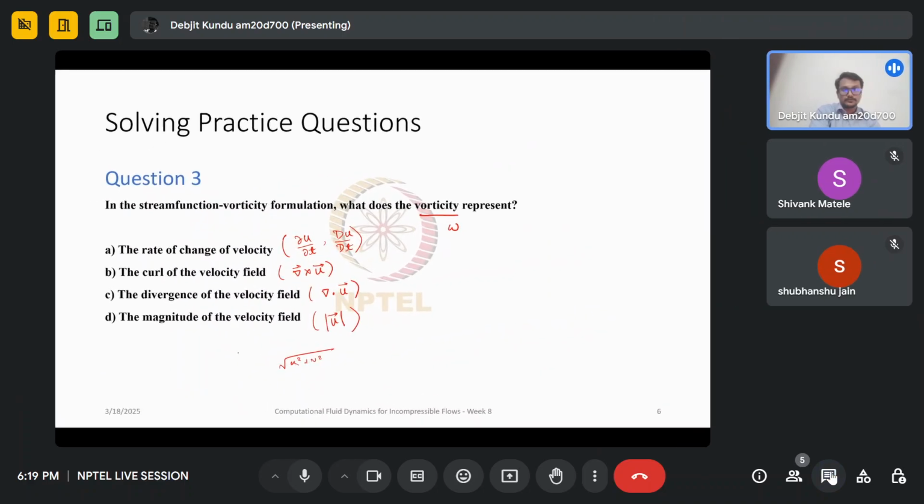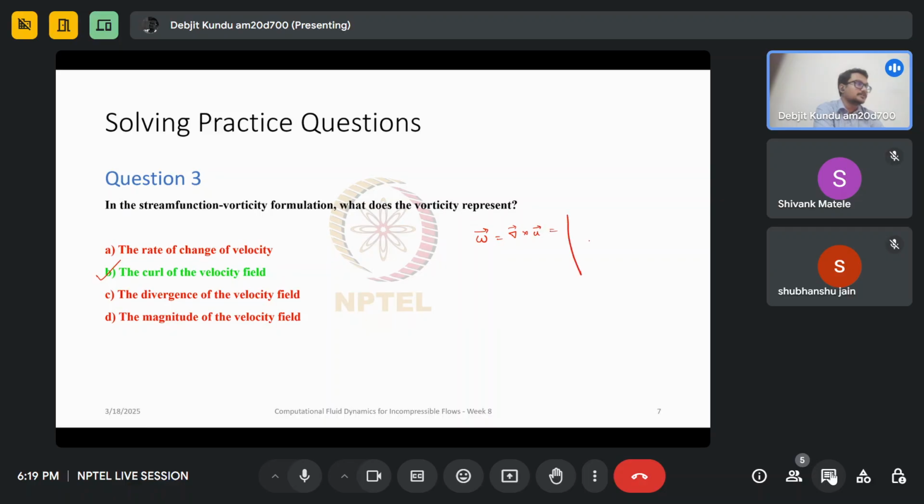All right, so we have got two quick responses, both in favor of option C, telling that it's the curl of the velocity field. Let's take a look at the actual solution. It is indeed the curl of the velocity field. So this is basically the definition of vorticity, that is the curl of the velocity field.